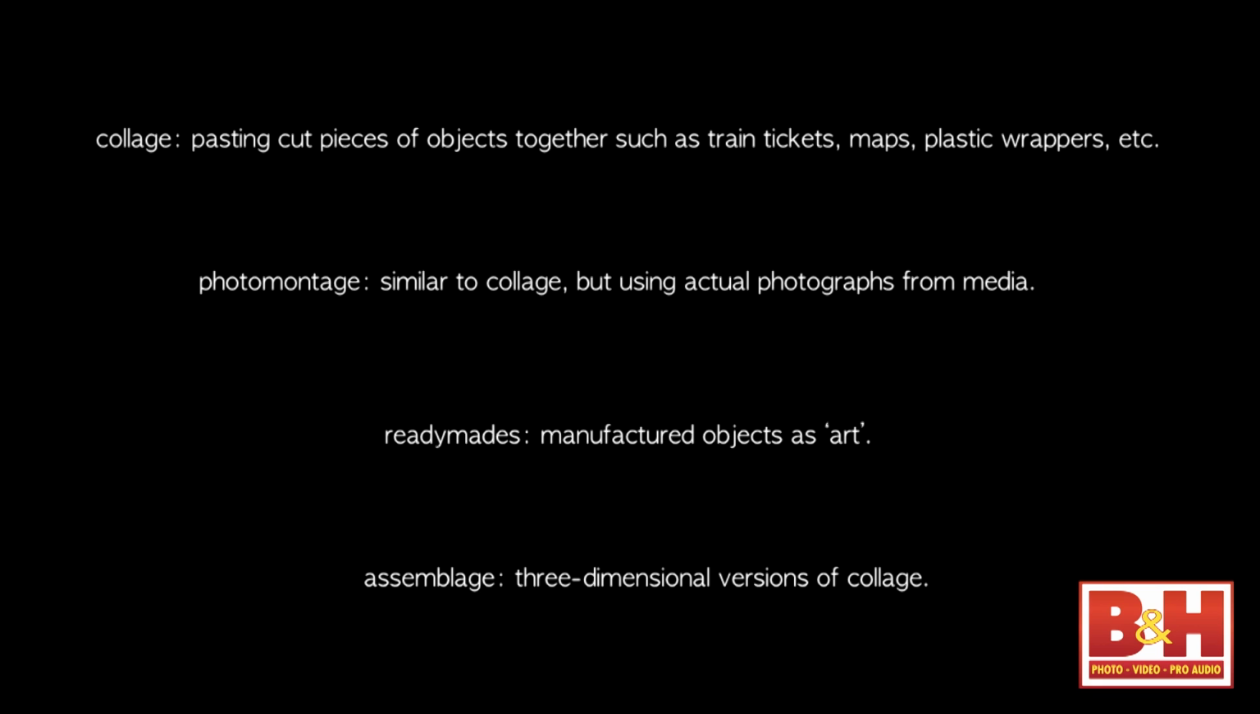Okay, and here's some definitions of these terms in case you don't know them. Okay, so using photo collage and photo montage, they also used what they called ready-mades, which is taking regular things and turning them into sculpture, and assemblage, which is a three-dimensional collage. So let's take a look.